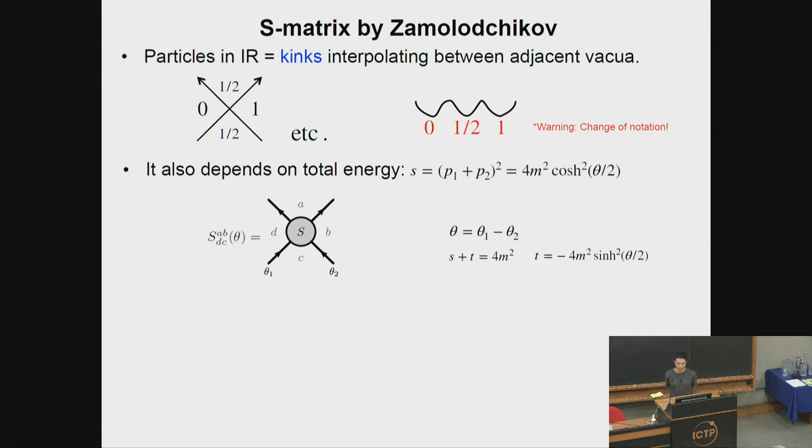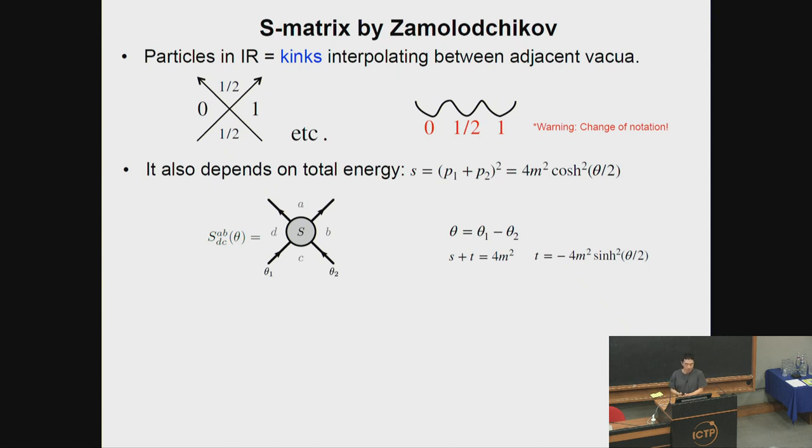So the important thing in this theory is that, as I said, the theory in the IR has three vacua. And the fundamental particles that you scatter in this theory turn out to be what's called kinks, which are basically excitations interpolating between neighboring vacua. So because of that, if you have a particle trajectory, it's always sandwiched between two different neighboring vacua. So it's natural to put these labels of vacua when you describe the scattering process. Here I introduce a slightly different notation from the previous slides in order to conform with the notation in the literature. So now I'm going to call this vacuum 0, and then the middle vacuum 1/2, and then the third vacuum 1.